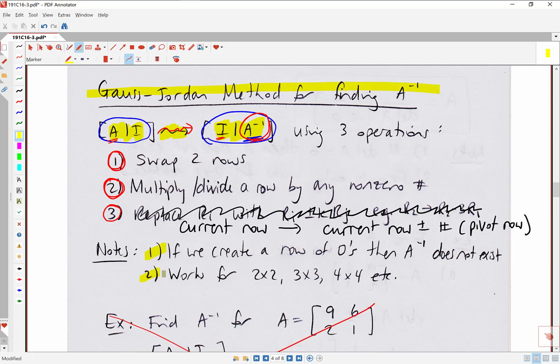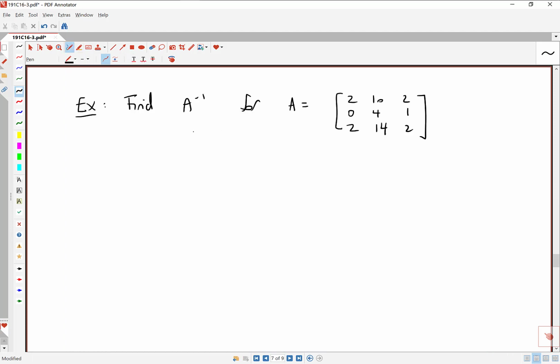And the second comment here is that this process works not only for 2 by 2 matrices, but for 3 by 3, 4 by 4, and bigger matrices. Now, we already have a fast way of calculating the inverse for a 2 by 2. So I think using this process for a 2 by 2 matrix would be overkill. We're actually going to concentrate on the situation of 3 by 3 matrices. So we're going to do 3 examples of finding A inverse for a 3 by 3 matrix. So let's jump into our first example.